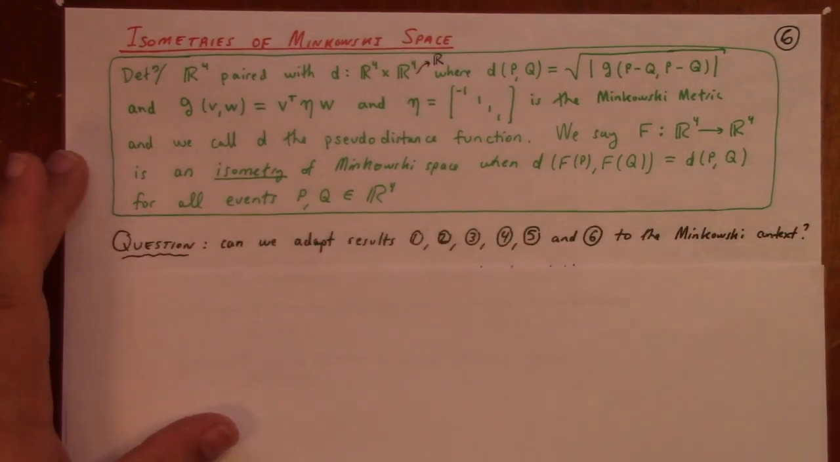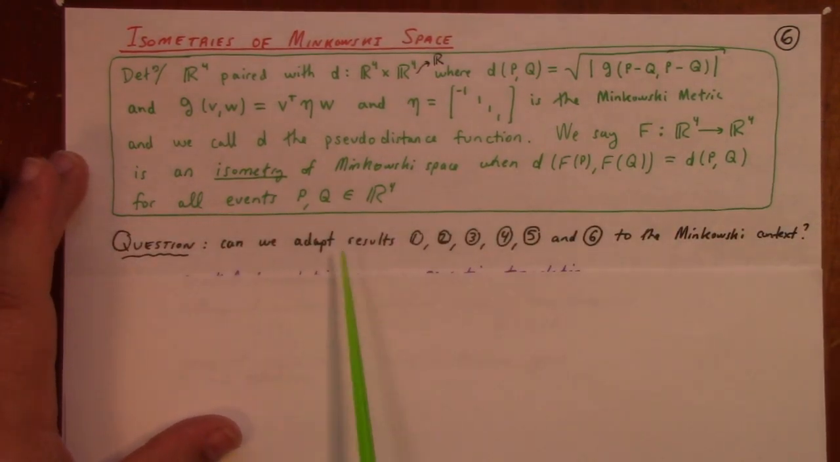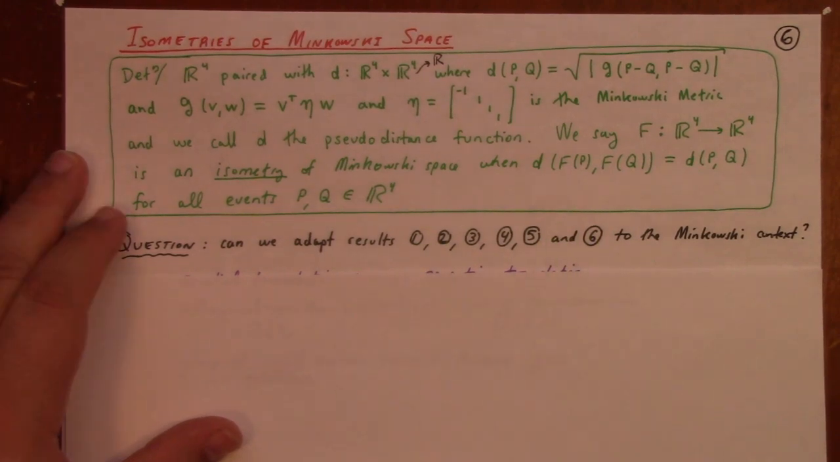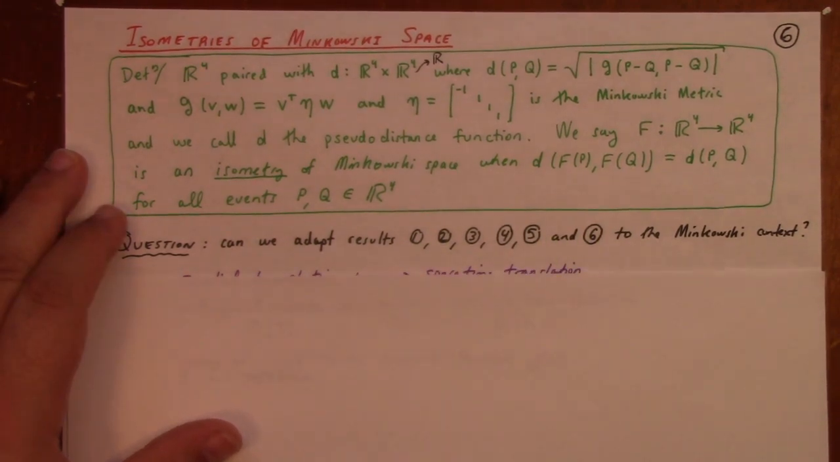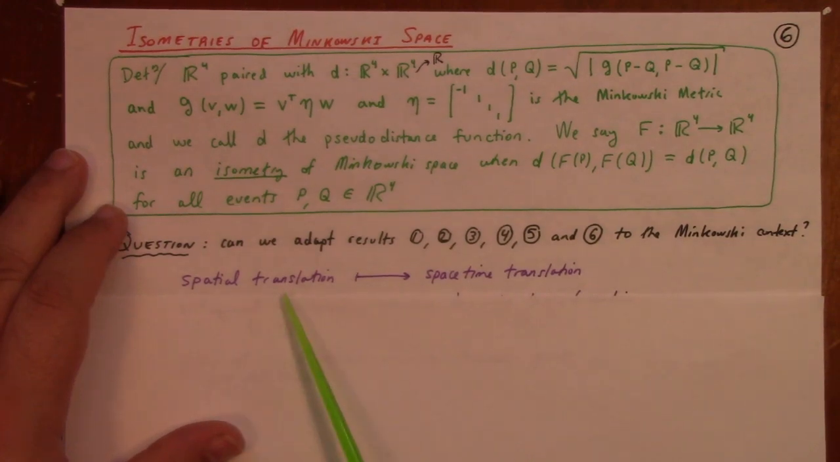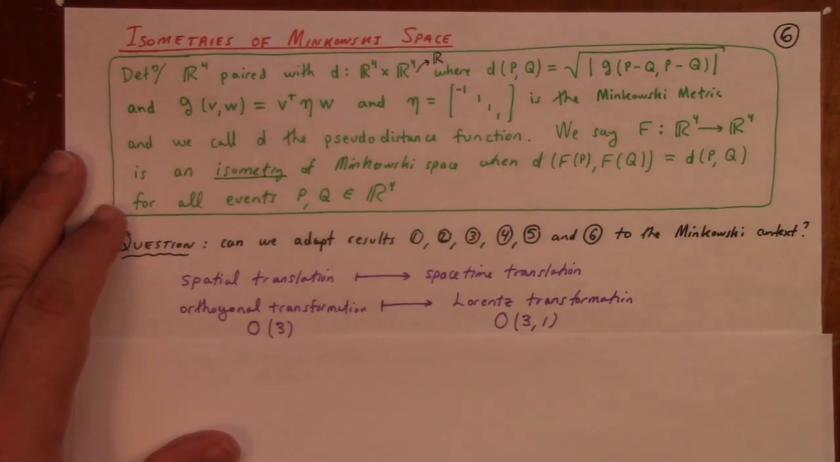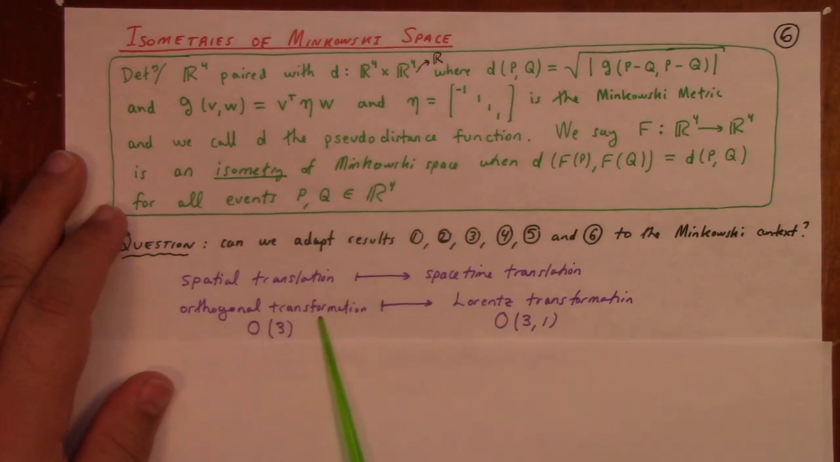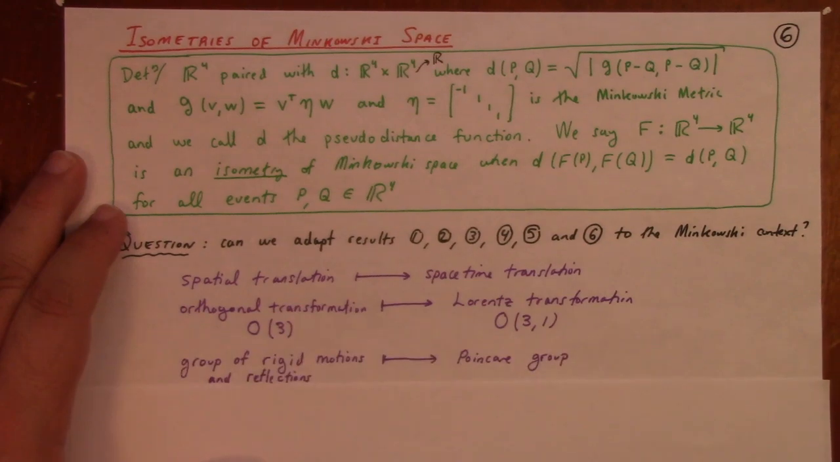So my question is, can we adapt the results 1, 2, 3, 4, 5, and 6 to the Minkowski context? I can easily see the analogs, right? Spatial translations should become space-time translations. What were previously statements about orthogonal transformations should become statements about Lorentz transformations, right? And the group of rigid motions and reflections should become the Poincare group. So these are the analogs I see right off the bat.